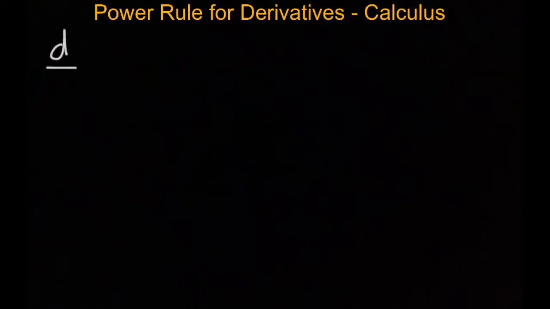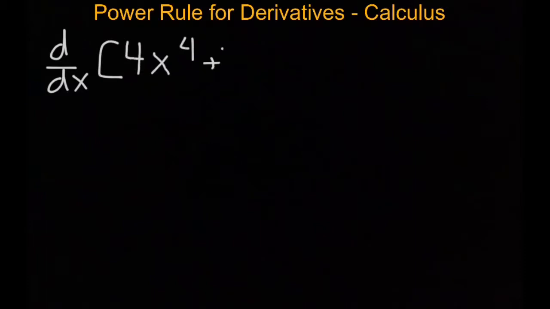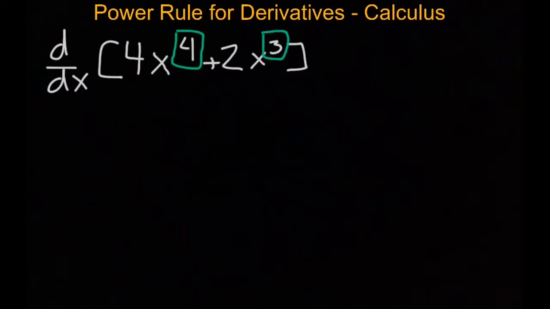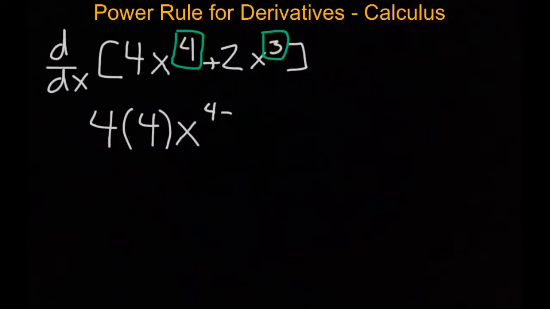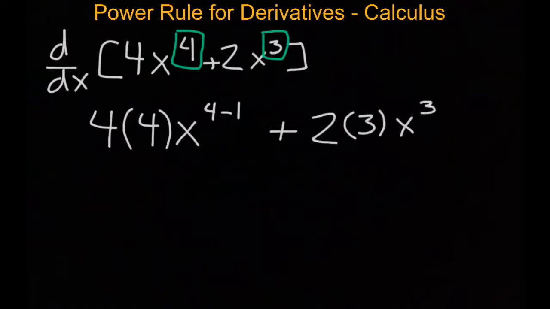Find the derivative of 4x to the power of 4 plus 2x to the power of 3. So our n value for 4x is 4, and our n value for 2x is 3. So we can rewrite it like this: 4 times 4x to the power of 4 minus 1 plus 2 times 3x to the power of 3 minus 1.